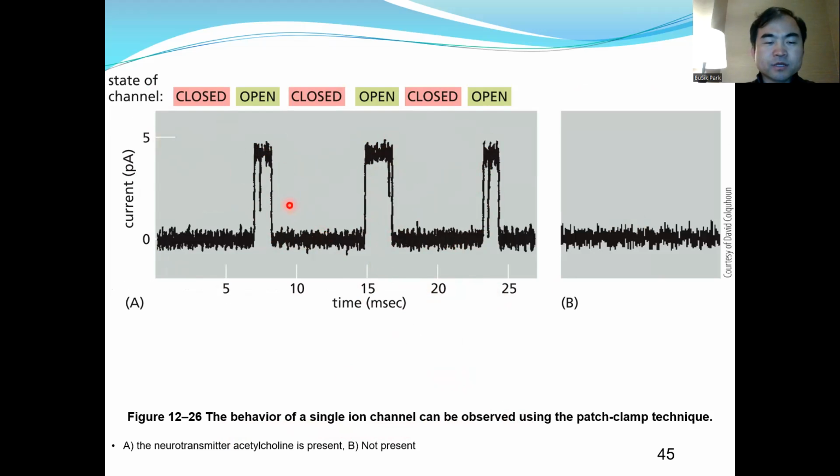In case A, the neurotransmitter acetylcholine is present, and then we can measure the voltage difference. In case B, the neurotransmitter is not present, and we cannot see any potential difference.